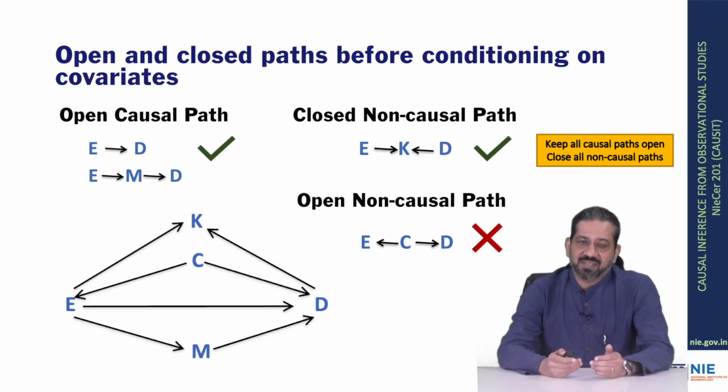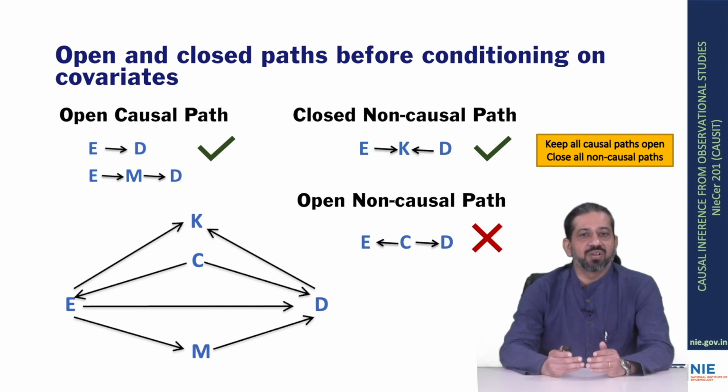So if we look at the two causal paths that we have, ED and EMD, both of these are open. Why are they open? Because there is no collider on that path, which is consistent with the goal of the game. Then we have two non-causal paths, EKD and ECD. The path EKD is closed if we do not condition on the variable K. There is a collider on the path EKD, K is the collider, and hence it is closed in its unintervened state, which is what we want, right? We want non-causal paths to be closed. However, if we look at the path ECD, there is no collider on this path, so although it is a non-causal path, it is open. And this kind of path goes against the rule of the game, which says that all non-causal paths should be closed. So this ECD, which is an open non-causal path, could be problematic for us in terms of making the causal inference for the effect of E on D.